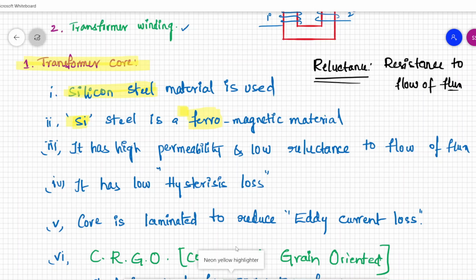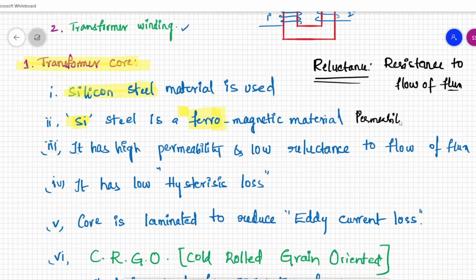Now, this ferromagnetic material will have less reluctance, because it has superior magnetic properties. Here the transformer core should have high permeability. Permeability is similar to conductance, so the core should allow the maximum amount of flux to pass through it. Permeability is nothing but the ability of the core to pass flux through it. So the second term we are getting here is permeability.